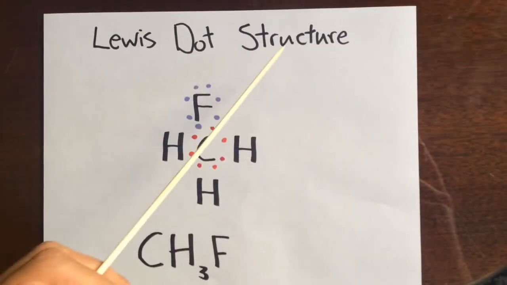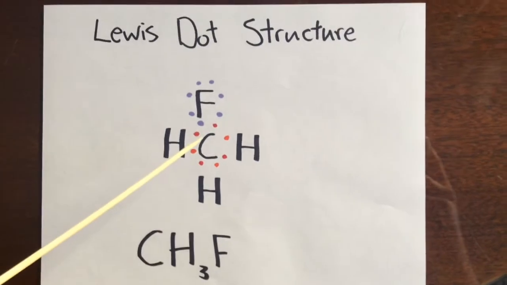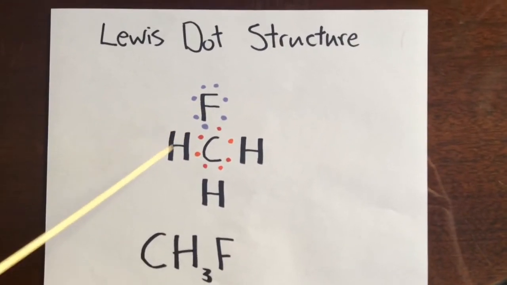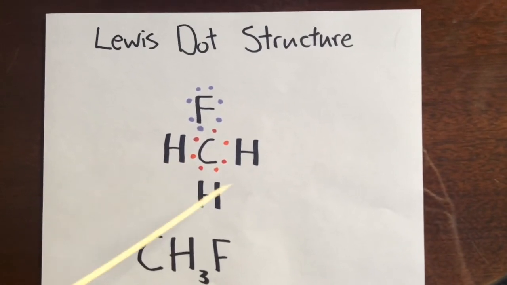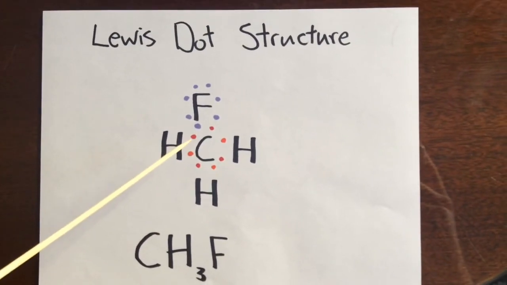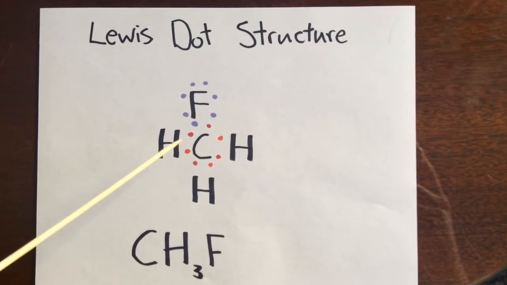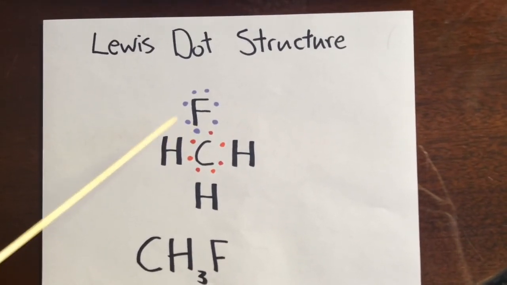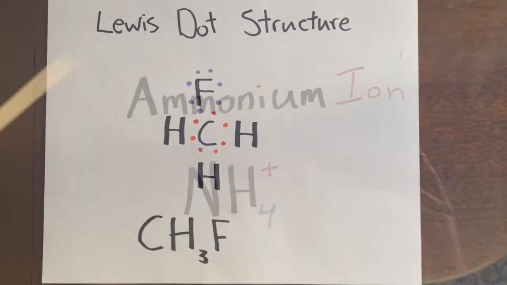Now we have the Lewis dot structure of fluoromethane. Carbon goes in the middle because it has a lower electronegativity than fluorine. Hydrogen atoms always go on the outside of Lewis dot structures. Valence electrons are added between the atoms to form chemical bonds, and the rest of fluorine's valence electrons go around it to form its octet.